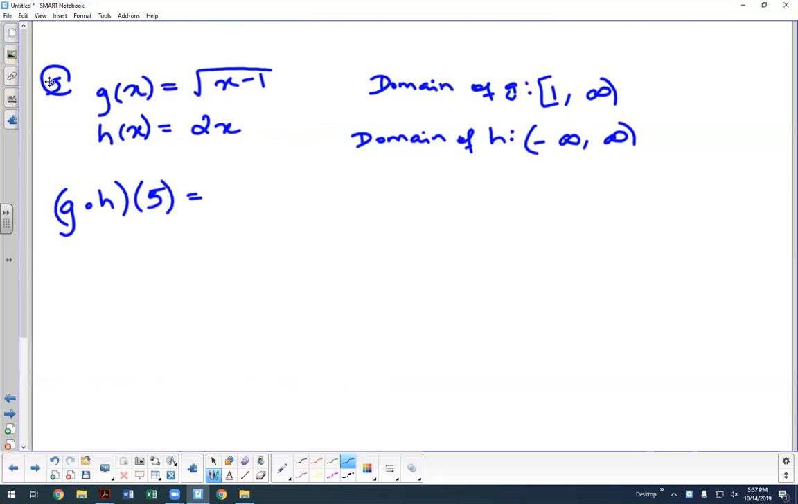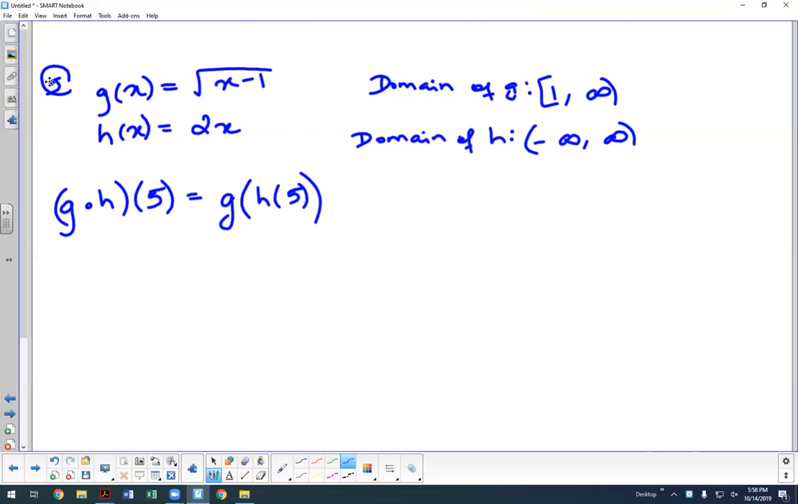So they're specifically asking us to solve this at the value of 5. What do you think that will give us? Again, remember the way compositions are written. G will be your outer function. H is going to be the inside function. So this will be g of h at 5.